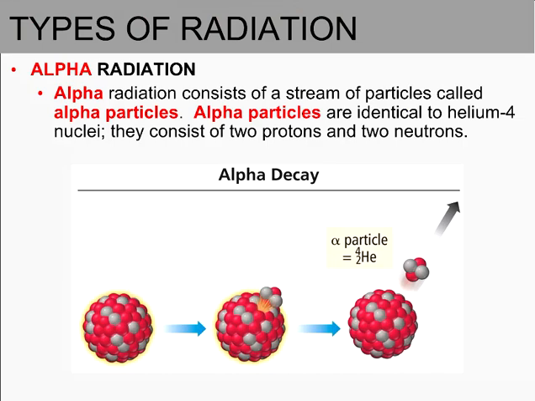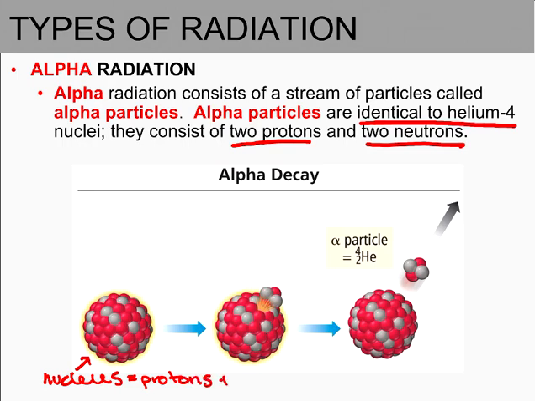So there are different types of radiation. One type of radiation is called alpha radiation. So alpha radiation consists of a stream of particles called alpha particles. Now alpha particles are identical to helium nuclei. So they consist of 2 protons and 2 neutrons. So down below we have a nucleus. And remember, a nucleus contains protons and neutrons.